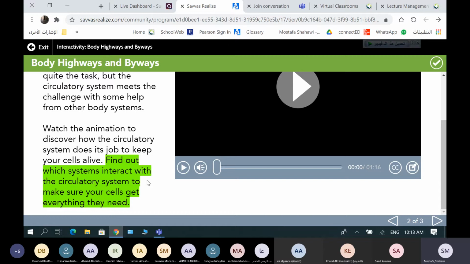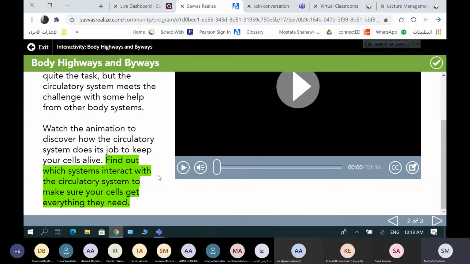What other systems interact with the circulatory system? Anybody knows? For example, the respiratory system. It helps the circulatory system to get rid of carbon dioxide and take in oxygen.